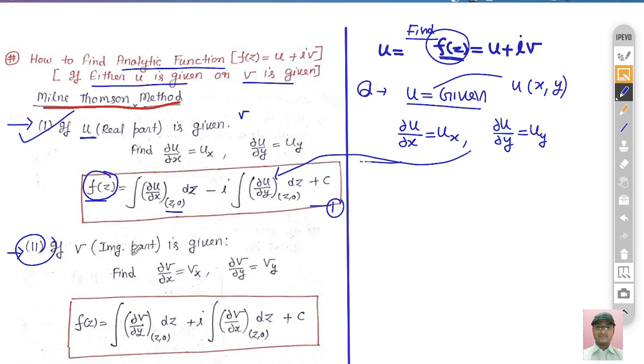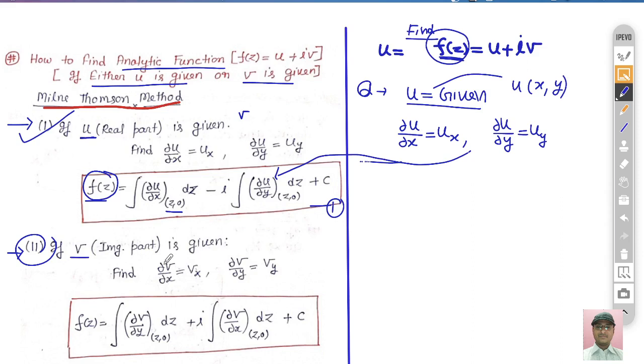This is the second case. Let's suppose the imaginary part is given, meaning v is given. Then what will you do? You just find del v by del x, represented by v suffix x, and also del v by del y, meaning you have to differentiate this function partially with respect to x and y. So del v by del y is basically v suffix y. Now, in some books they also denote it as vx and vy, so don't get confused by these notations.